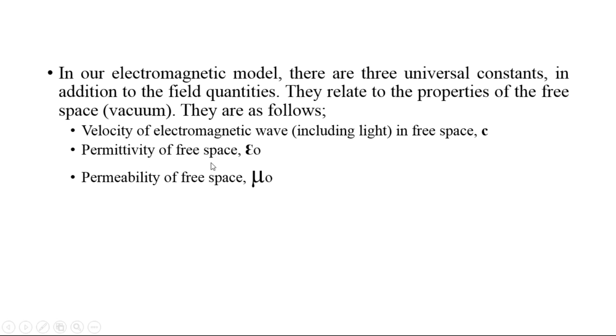So permittivity is represented by epsilon naught, permeability is represented by mu naught, for free space. If we don't have free space, or if we have any dielectric material, the permittivity in that case is represented by epsilon. Whereas when we have a magnetic medium, in that case the permeability will be represented by mu.